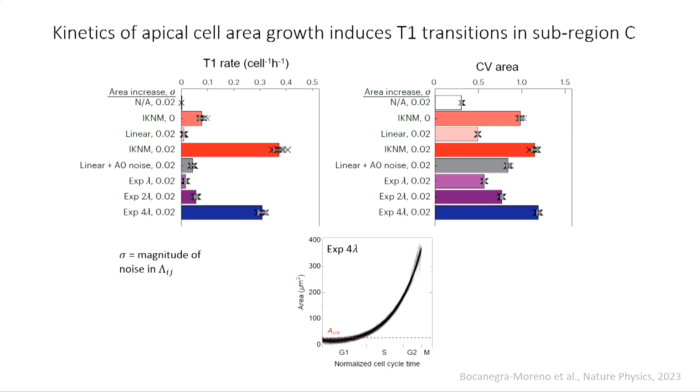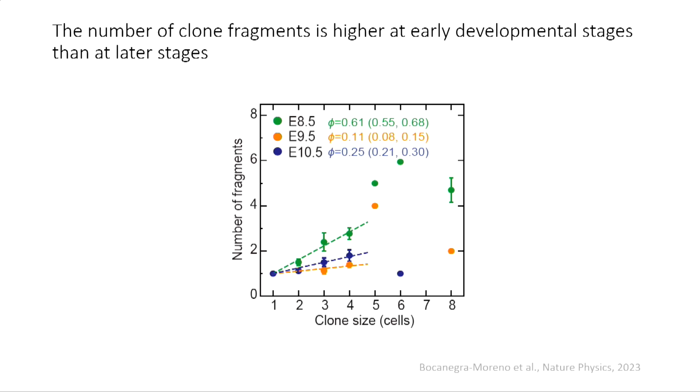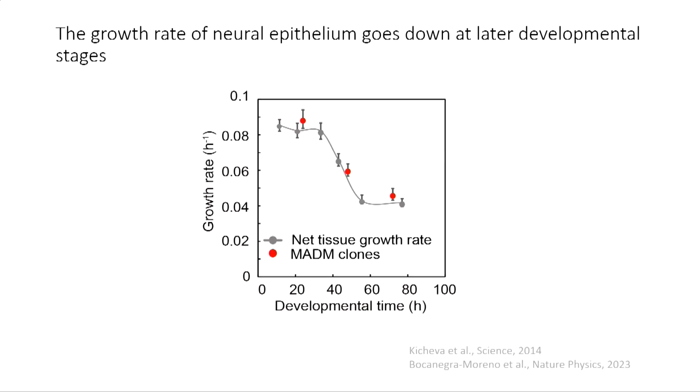So we took some exponentials with increasing steepness, and for very steep exponential, the cellular dynamics would reproduce both T1 rate and cellular variation. But one thing remained. We still didn't explain why early on this is high fragmentation and later on at E10.5 it goes down. But we also already knew that in the neural epithelium, the growth there slows down.